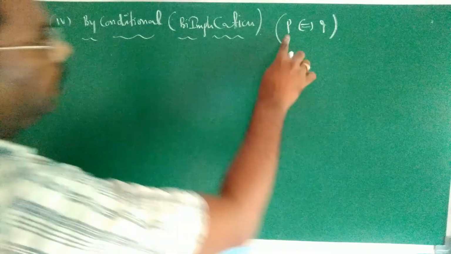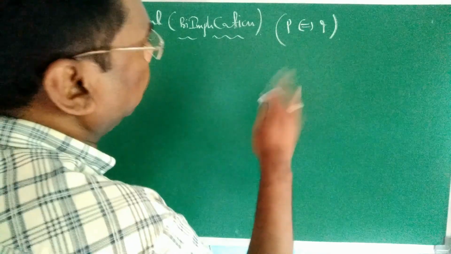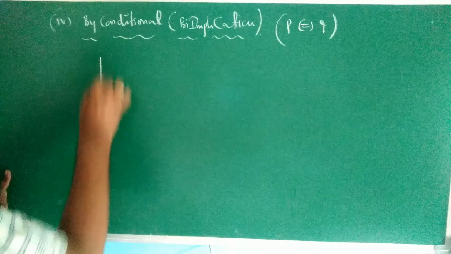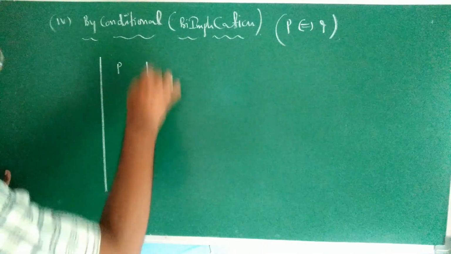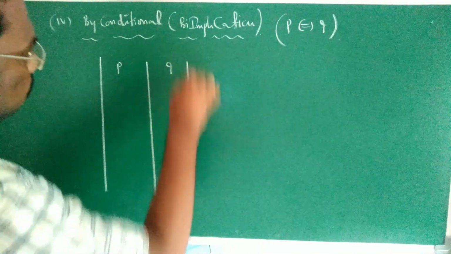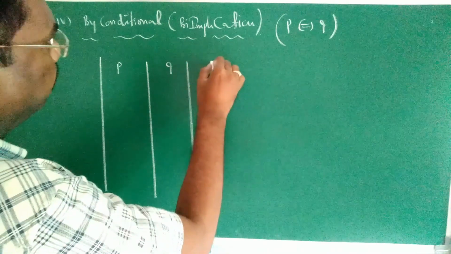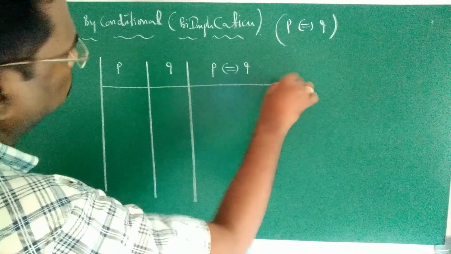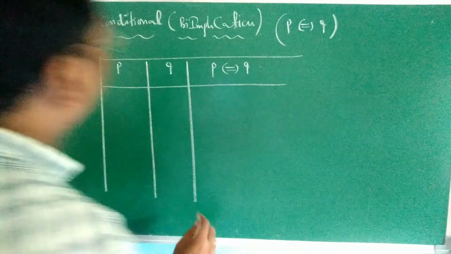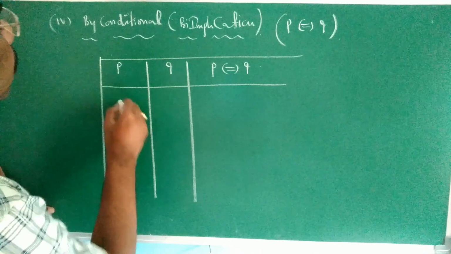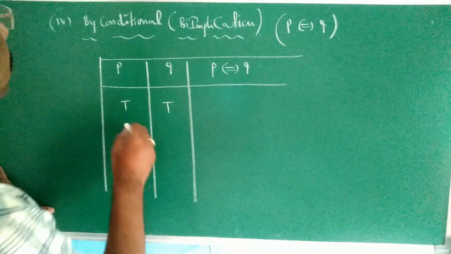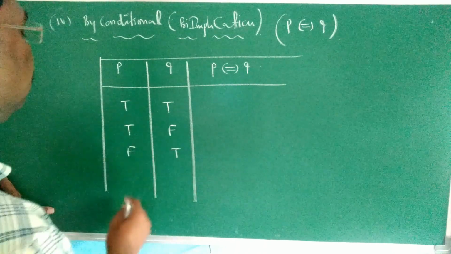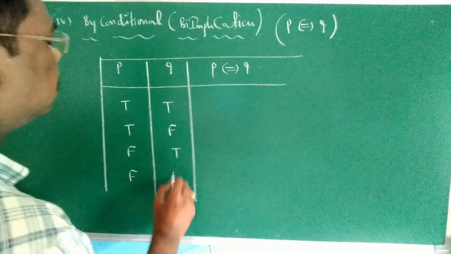Now, P double implies Q, or P if and only if Q. Now, P, Q, P double implies Q. Okay, now truth table for biconditional. Here true, true, true, false, false, true. Now false, false.